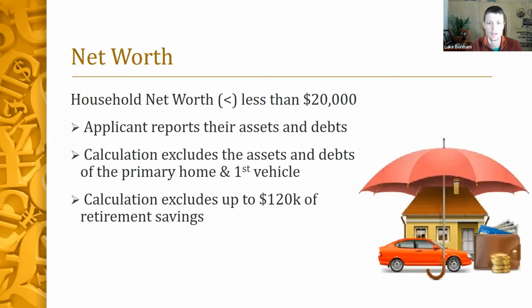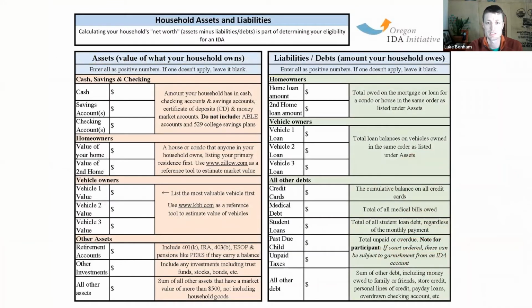Now to the IDA household net worth limits. As an asset building program, we have a net worth limit of $20,000 that excludes the assets and debts of a primary home, 1 vehicle, and $120,000 in retirement savings. The net worth calculation is on the last tab of the income calculator, and it also calculates an outcome tracker. These are the fields that should be reported by the client and then inputted into the database, into outcome tracker. Participants self-report these amounts. It is not something we collect documentation to verify.